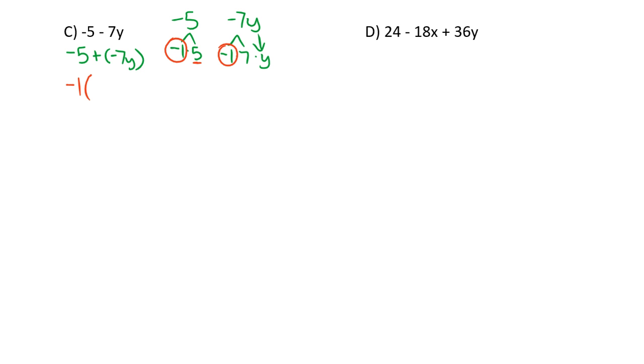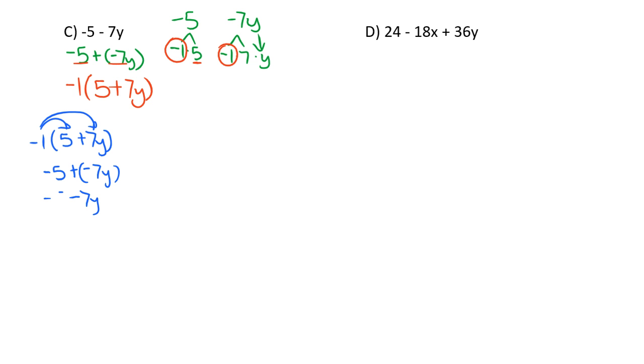What are we left with? 5. What are we left with here? A 7y. And again, you could look at it as saying negative 5 divided by negative 1 is a positive 5, and then negative 7y divided by negative 1 is a positive 7y. To check it, you can say negative 1 times 5 plus 7y, and distribute that back through, and you get a negative 5 plus a negative 7y. Adding a negative is the same as subtracting, so if we wanted to get all the way back to our original, then we could do that.